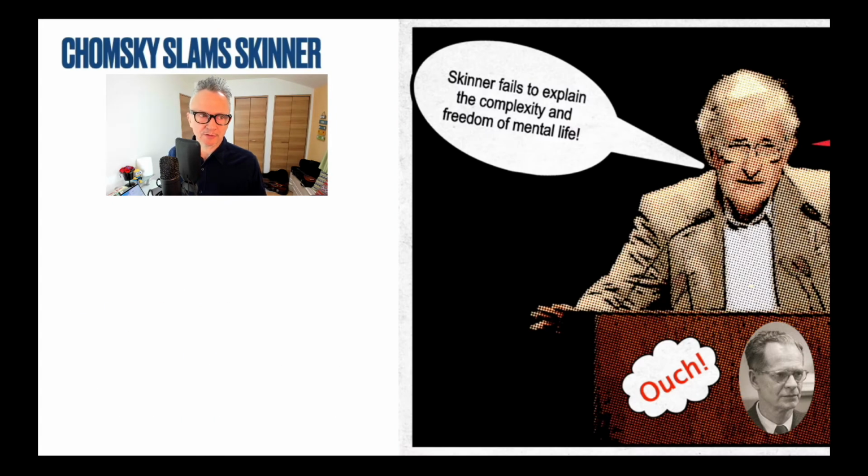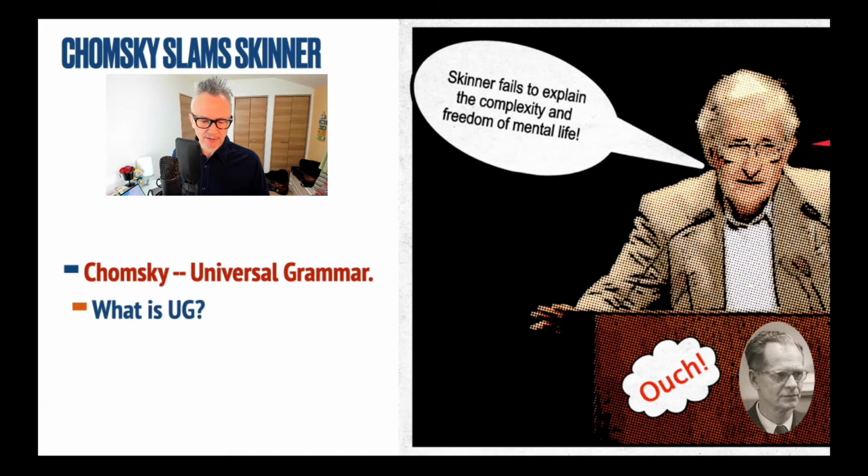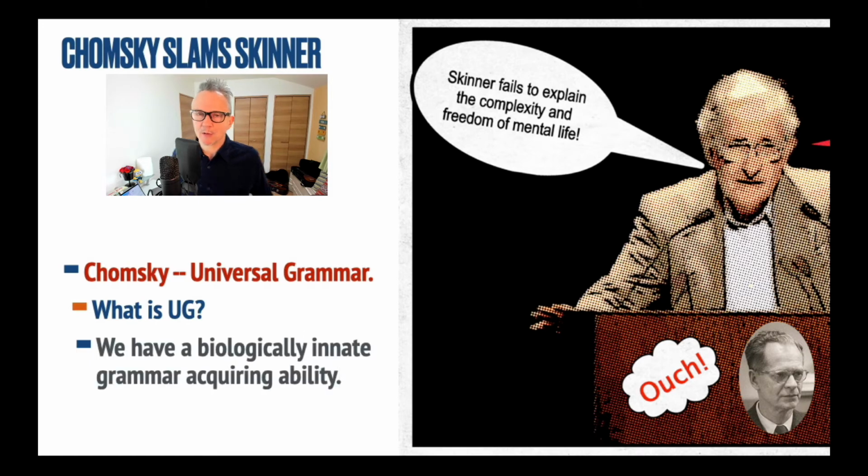Chomsky, of course, slams Skinner with his theory of universal grammar. Skinner fails to explain the complexity and freedom of mental life. And Skinner says, ouch, right? So what is UG? It's this idea that we have a biologically innate grammar acquiring capacity. That's a mouthful, but it's a good definition of UG, so please try to remember it. We have a biologically innate grammar acquiring capacity.